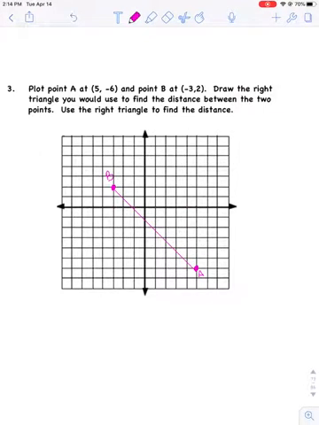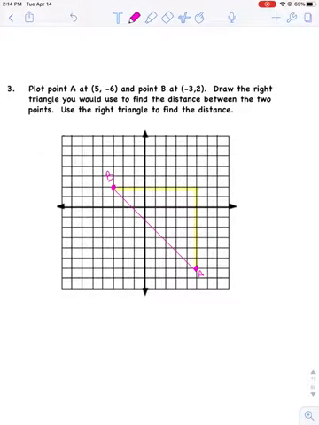So the distance between them is always the hypotenuse. And then you could either draw the triangle kind of above it or below it, but it'll be the same either way. So here's my right triangle. And then use the right triangle to find the distance.